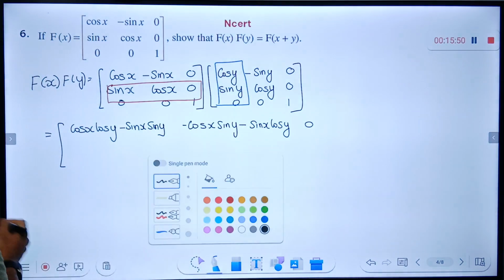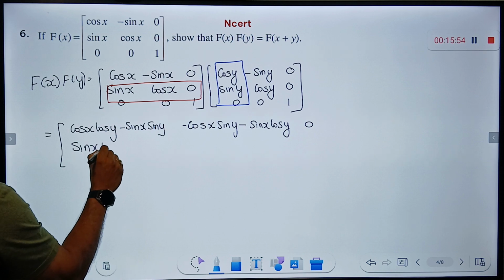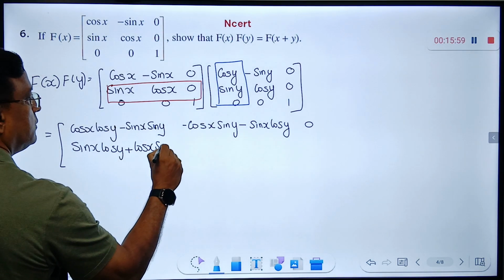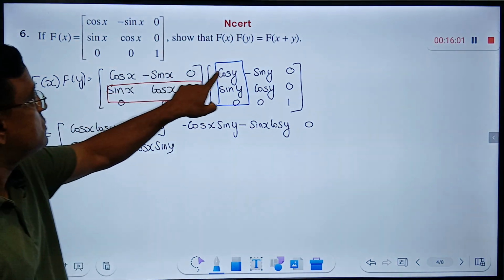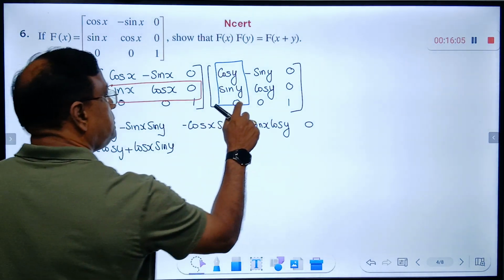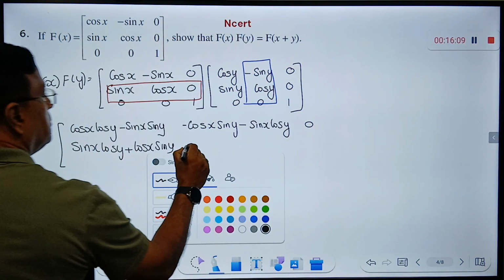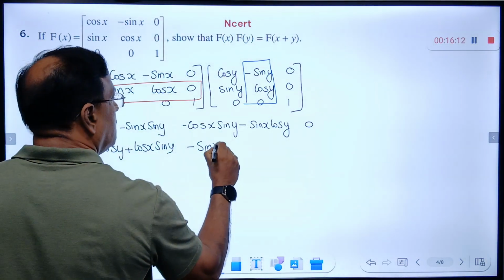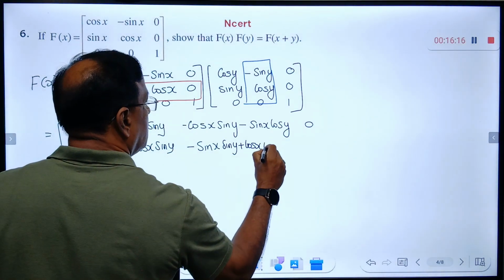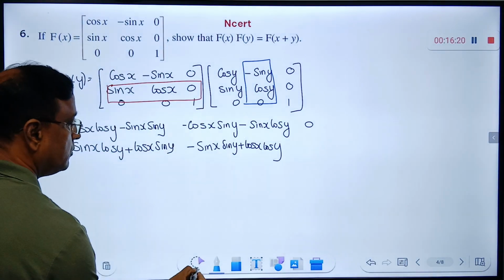Now again repeat that for the next element, like bring this to row 2 and bring this to column 1. How do I multiply? Sin x cos y plus cos x sin y, 0 into 0 is 0. Now what happens? Minus sin x sin y plus cos x cos y. See, multiply again, 0 into 0 is 0.